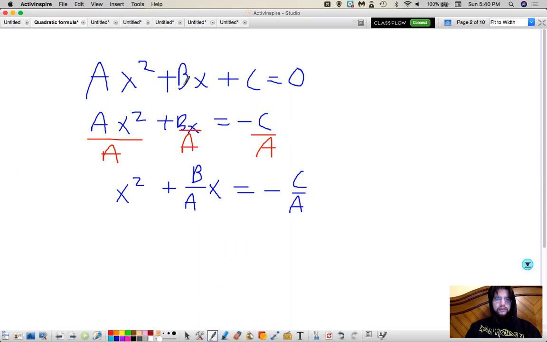So first we got c to the other side, and we divided through by a. Now we need to find out what to add to both sides to complete the square. We take our b term, that would be b over a in this case, and divide it by 2. If you divide a fraction by 2, it's just multiplying 2 to the denominator. So that's b over 2a. We need to square that. The top part is b squared, and the bottom part would be 4a squared.